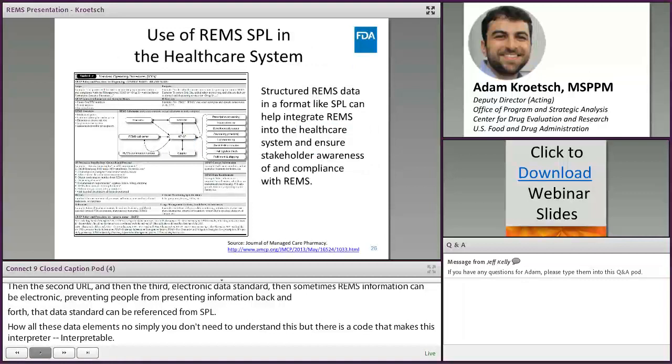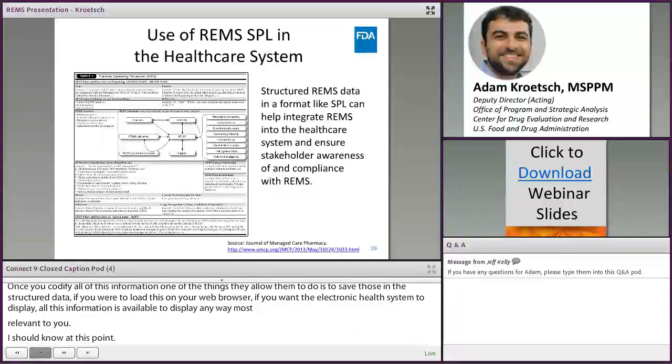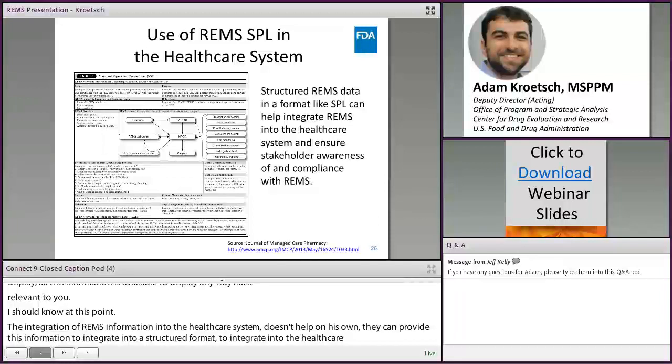And I should note at this point that the integration of REMS information into the healthcare system doesn't happen on its own. So SPL can provide the information that you need to integrate REMS into your systems in a very structured and user-friendly format, but to actually be able to integrate REMS into the healthcare system requires that institutions, software vendors, and others actually incorporate that information into their systems. And the good news is that we already see that happening even with REMS SPL, because it's an important part of being able to manage products that have REMS is to be able to incorporate it into your existing systems.